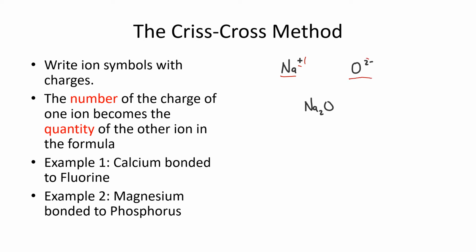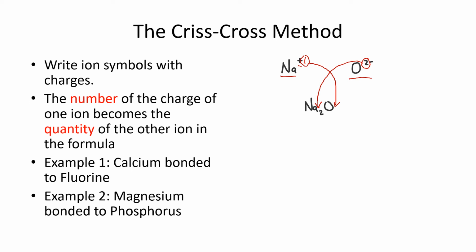And so what you do is you take the numbers from the charge, and you crisscross them to make the formula. So the number of the charge for the oxygen becomes the quantity of sodiums in the formula. And the number for the charge of the sodium becomes the quantity of oxygens in the formula. And again, with 1s, you don't need to actually write them out. So let's try a couple of examples.